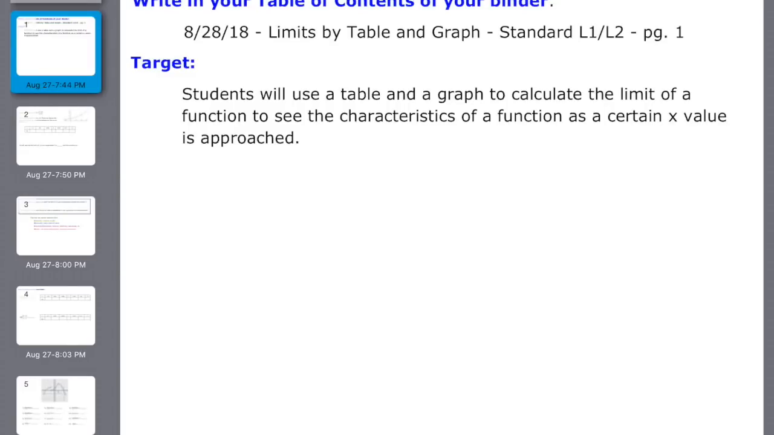Okay, so this is your first video lesson. In your table of contents that we put together, at the top you want to put limits by table and graph. The standard is L1 and L2, and then of course page 1.